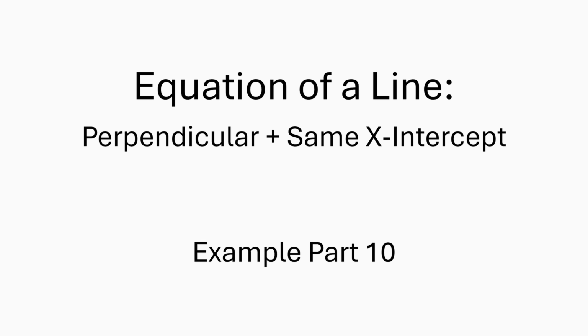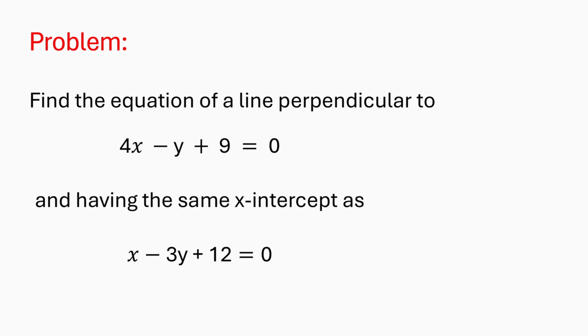In this lesson, we are solving a powerful algebra problem involving perpendicular lines and x-intercepts. Problem: find the equation of a line perpendicular to 4x - y + 9 = 0 and having the same x-intercept as x - 3y + 12 = 0. Let's break it down step by step.